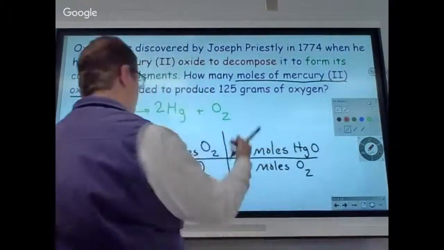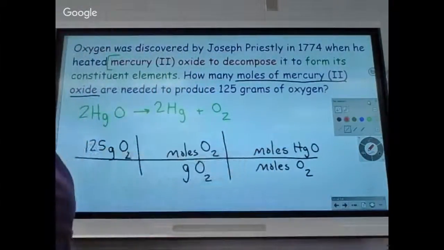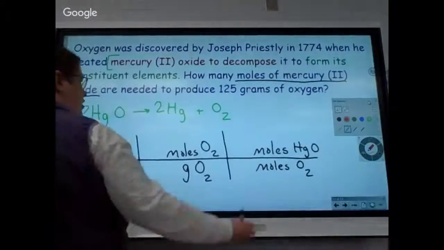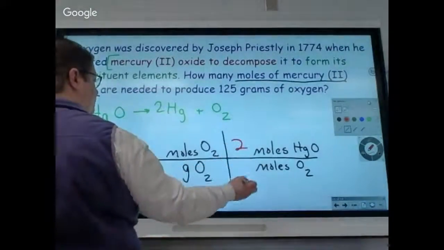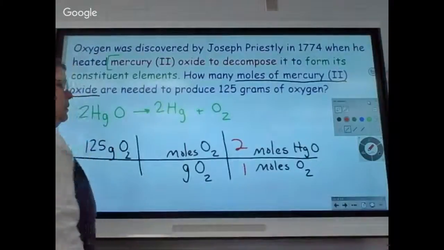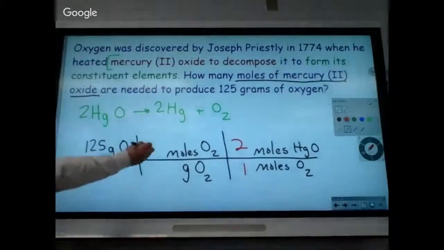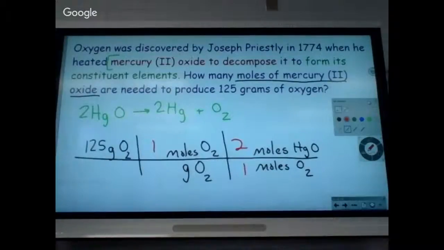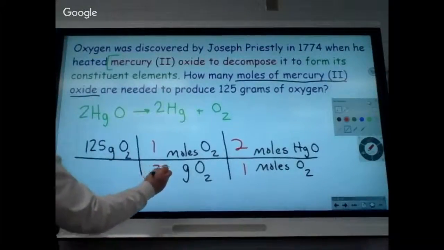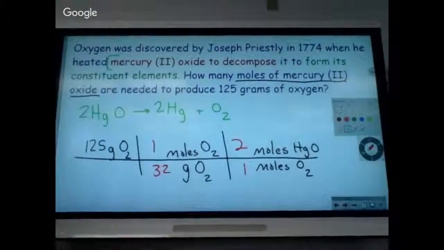Which one of these two is our mole ratio? The second one or the third one? Third. Okay. What goes in front of HgO? 2. In front of oxygen? Fabulous. All right. What do we put in front of moles of oxygen? 1. What is our mass of oxygen? Very nice.